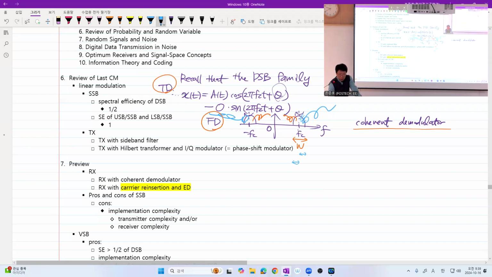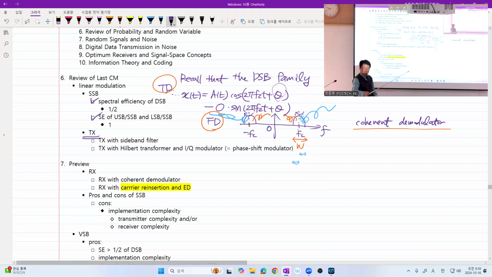So you now understand why I said spectral efficiency of DSB is just 1/2 of the SSB, and SSB has the spectral efficiency 1 compared to itself. Got it?